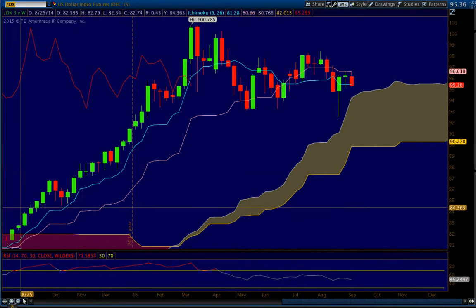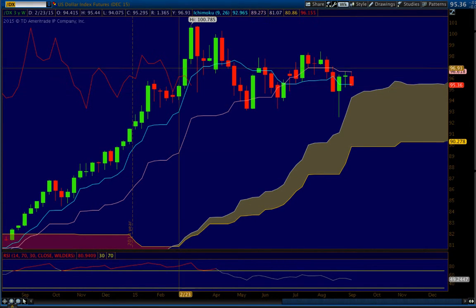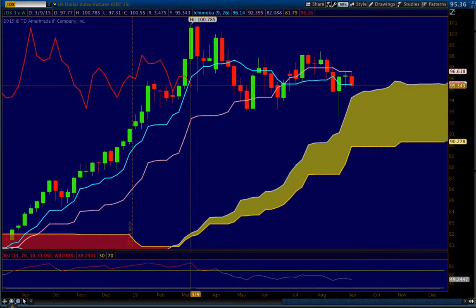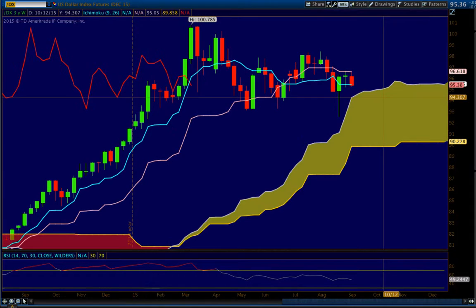In order for full bullishness, the Chikou also needs to get back over the candles. Right now it's under the candles and slightly under the Tenkan-sen. So we could see a move lower. If we do get a move lower, there is cloud support at 94.50.